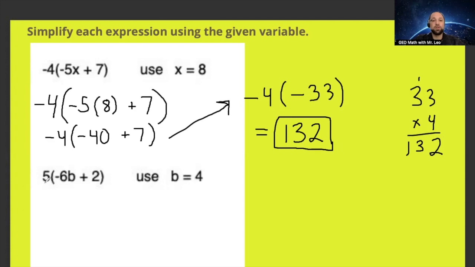All right, one more. You want to try it on your own? If you want to try it on your own, pause the video and work it out right now. If not, I got you. Let's break it down. Here we go.